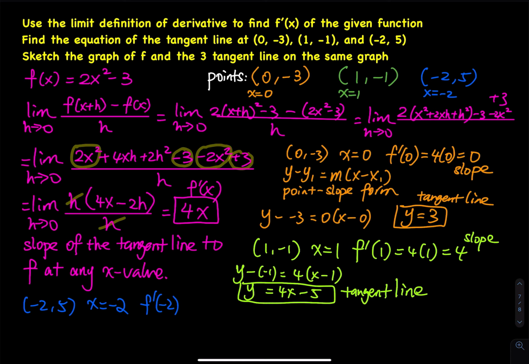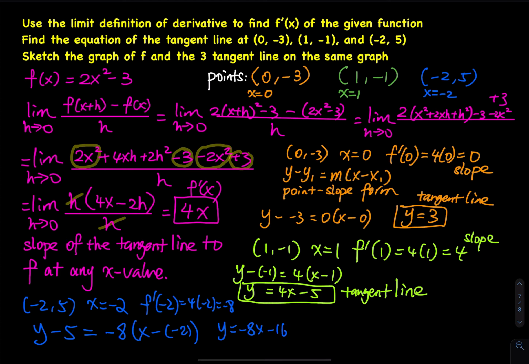All right, so we have 4 times negative 2. That is equal to negative 8. And then we do y minus 5 equals slope times x minus x1. So this is y equals negative 8x minus 16 plus 5. So the tangent line is y equals negative 8x minus 11. So this is the tangent line. So now we have one parabola, and we have 3 points, and each point has its own tangent line. So for the graph, I want to be precise.